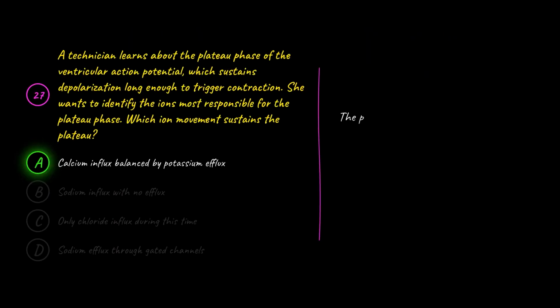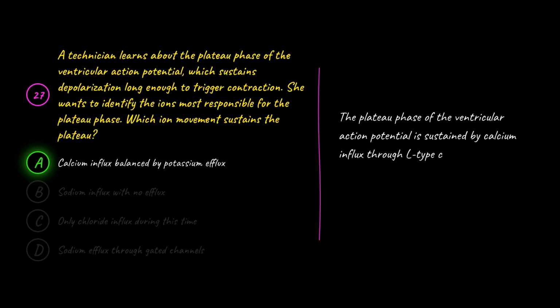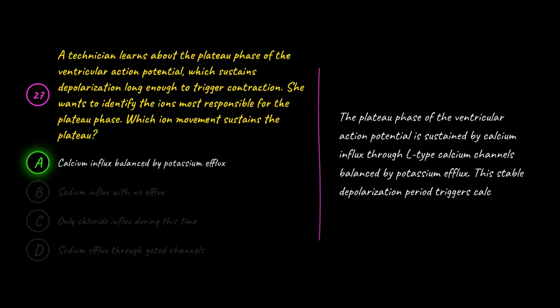A is correct because the plateau phase of the ventricular action potential is sustained by calcium influx through L-type calcium channels, balanced by potassium efflux. This stable depolarization period triggers calcium-induced calcium release that drives myocyte contraction.